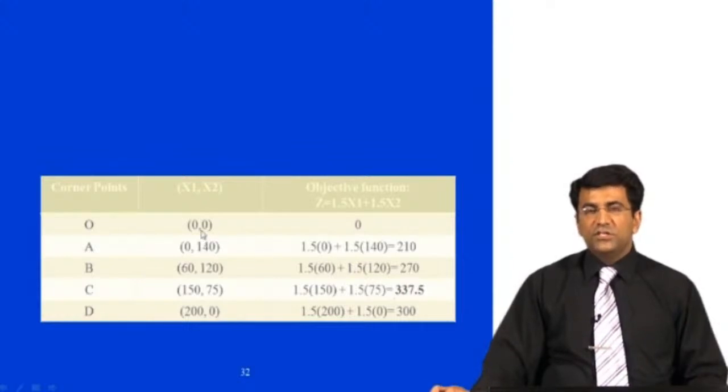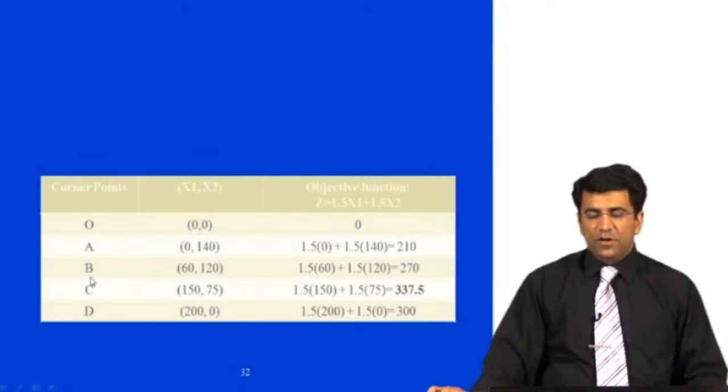If we put the coordinates 0, 0 in this profit equation, we get a profit equal to 0. That is the arbitrary point, and we are not interested in it. The next point is A, where the x coordinate is 0 and the y coordinate is 140. Putting these values in the profit equation, we get a profit of 210. What does this alternative mean? It shows that if we do not produce product x1, and only produce exactly 140 units of x2, then we will get a profit of 210.